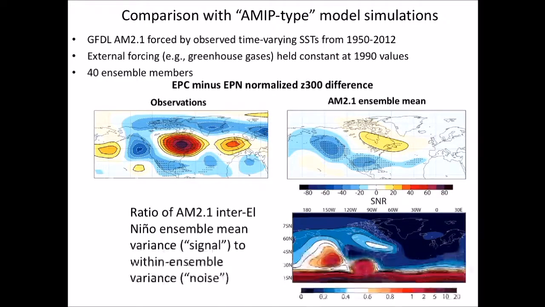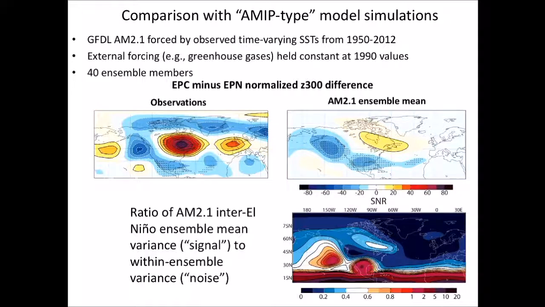And I also want to take a look at the ratio of the inter-El Nino ensemble mean variance. So this is variance in the SST-forced signal only for El Nino episodes, and compare that to the within-ensemble variance. So that's the noise. This is the variance that's due to just internal atmospheric variability. And this gives us sort of a signal-to-noise ratio.